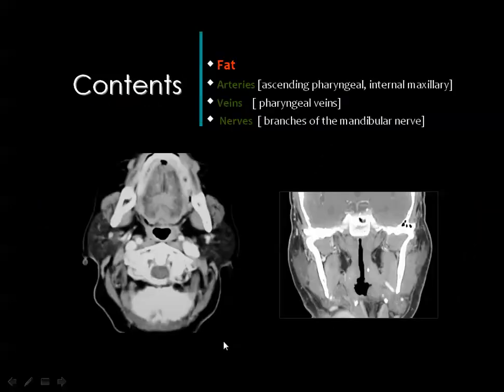The parapharyngeal space contains mainly fat and some of the vessels, arteries, veins, and nerves. These neurovascular structures are not usually seen by CT nor by MRI, but the prominent feature of the parapharyngeal space is the fat, which is hypodense, as you can see in this axial CT image. Also in the coronal image you can see that the parapharyngeal space is approximately a triangle which is extending from the skull base down to the region of the oropharynx.